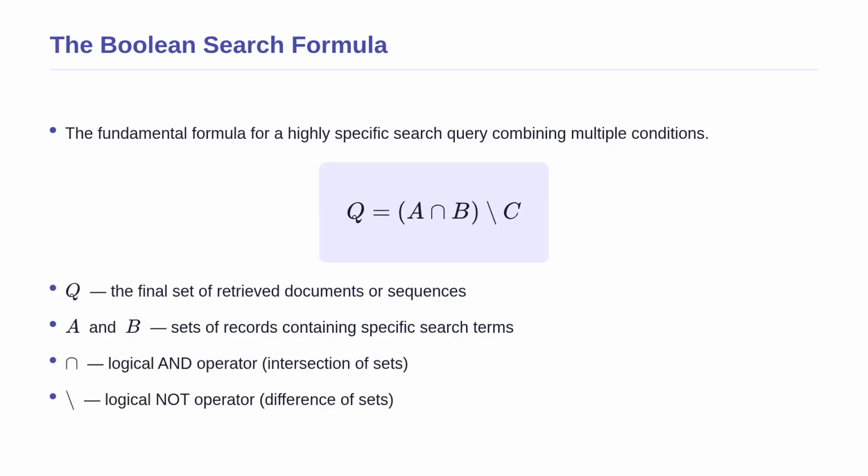The intersection symbol represents the logical AND operator, meaning the system will only keep records that exist in both set A and set B. Finally, the backslash represents the logical NOT operator, which instructs the system to subtract or exclude any records that belong to set C. By increasing the number of AND conditions, the size of your final result set decreases, making your search much more specific.